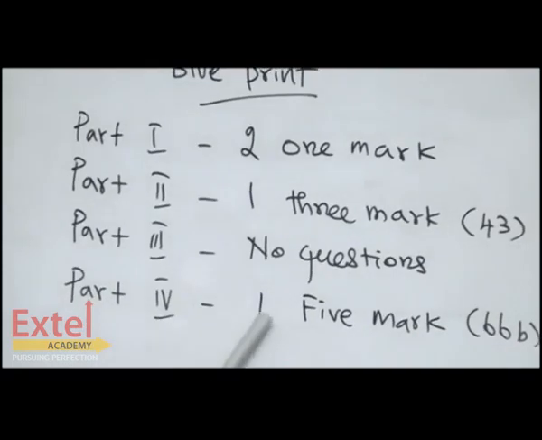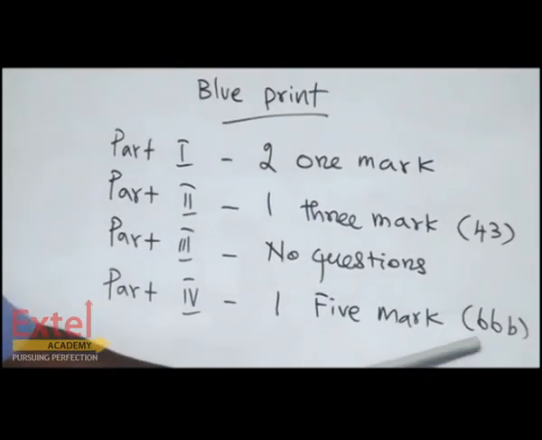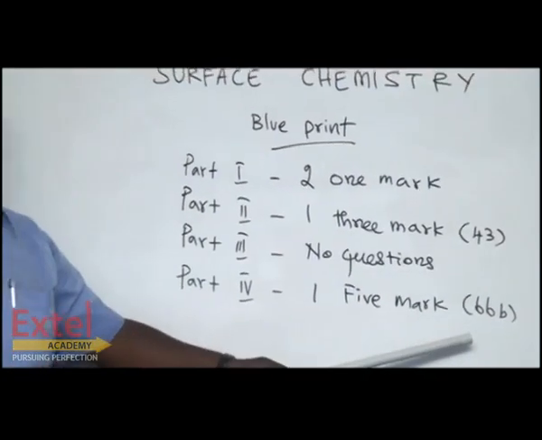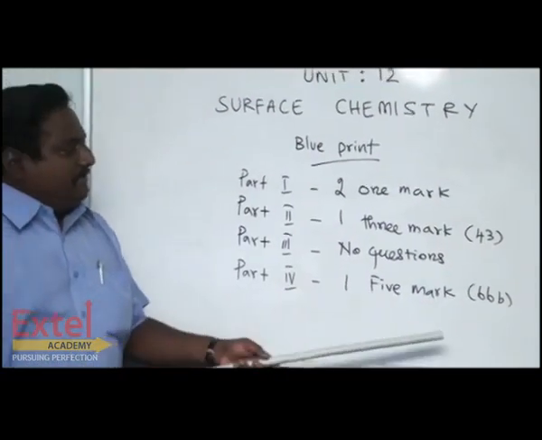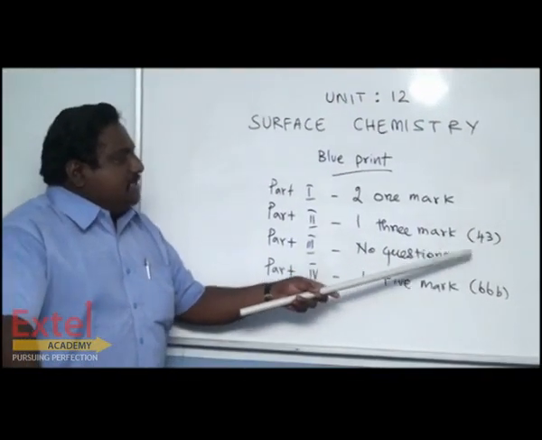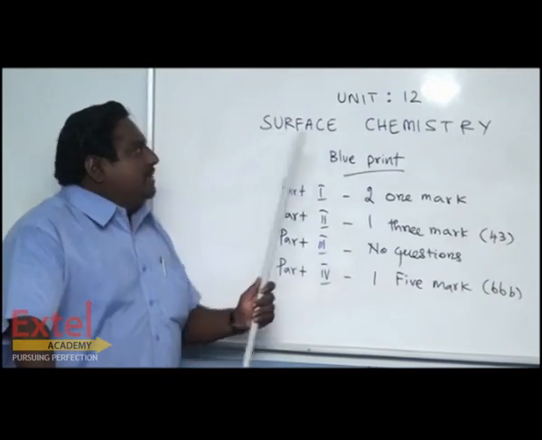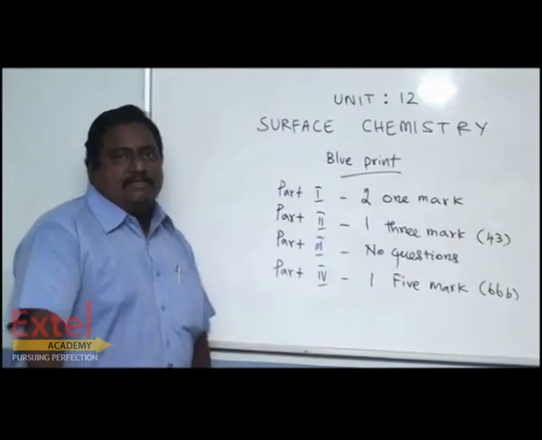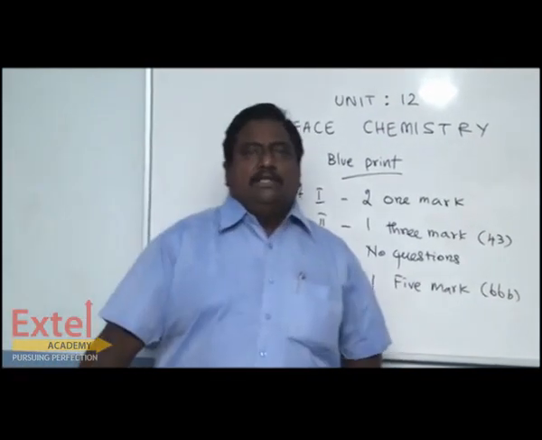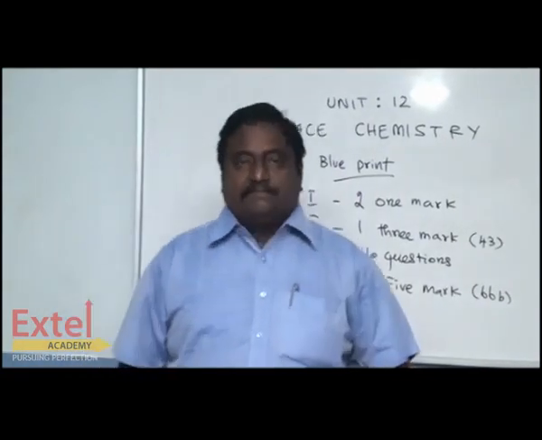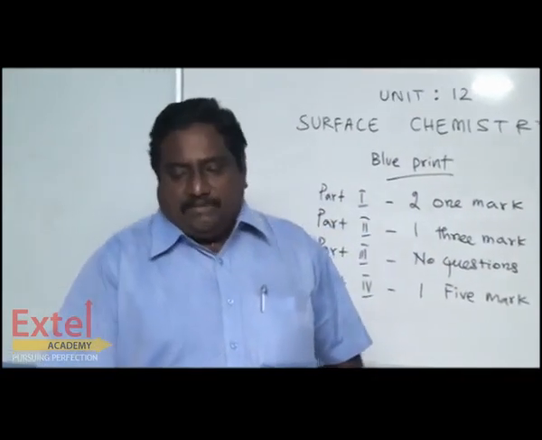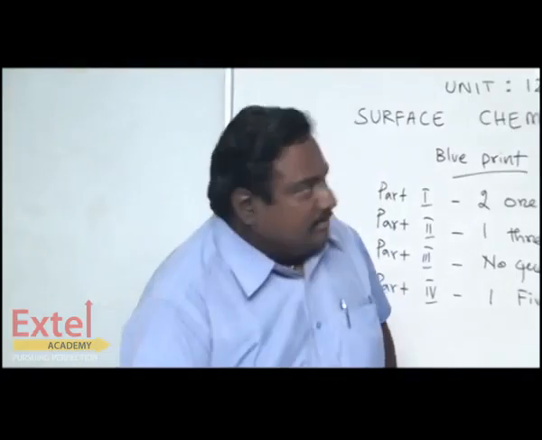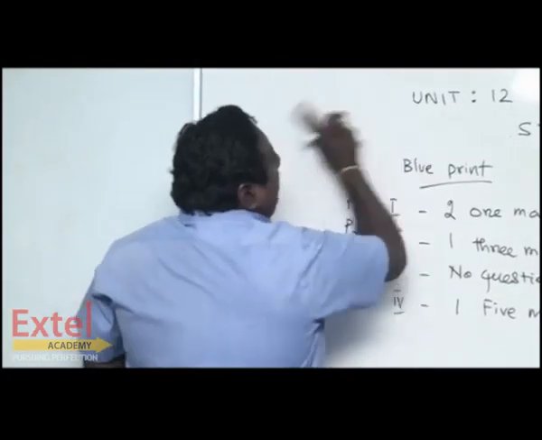Part 4 has one 5-mark question, 66B, question number 66B. In any of the public papers, the 43rd question and 66B will be asked from this chapter, Surface Chemistry. Now let's see some important concepts in surface chemistry. The very first one that has to be dealt with is adsorption.